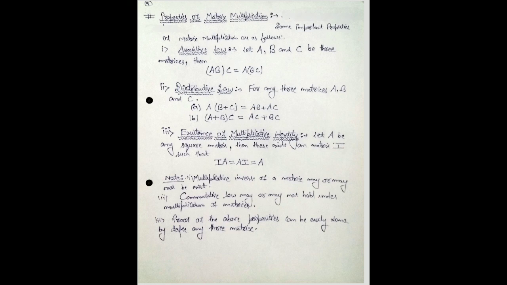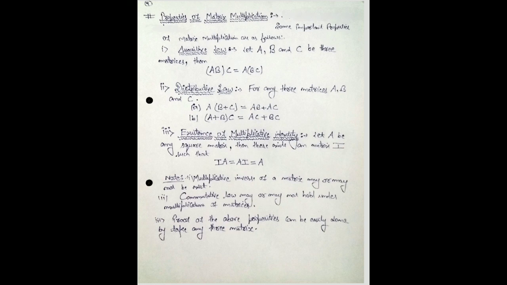Third property is existence of multiplicative identity. This property states that if A is any square matrix, then there exists a matrix I, which is the identity matrix, such that if we multiply this identity matrix with A from the left side or from the right side, we get the same matrix A. If this happens, then we call this matrix I the multiplicative identity of matrix A.